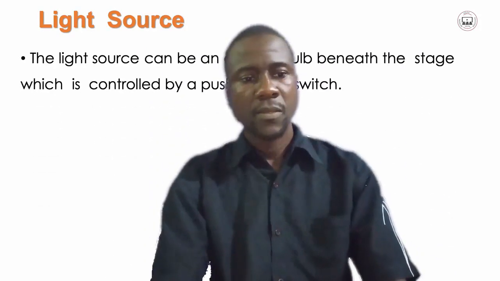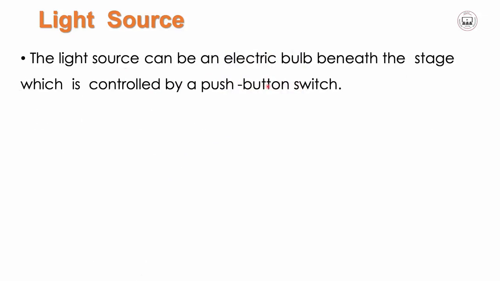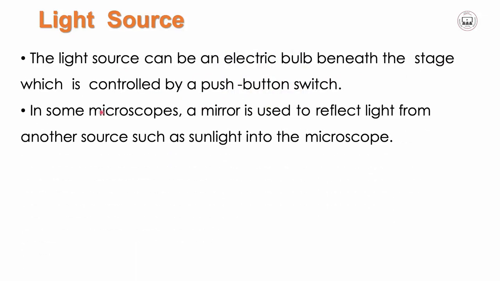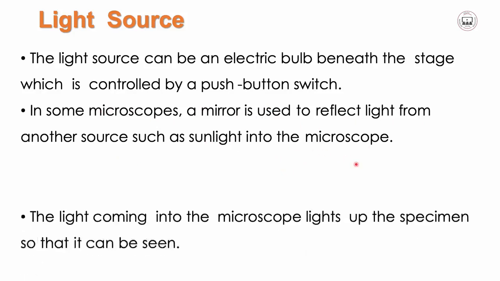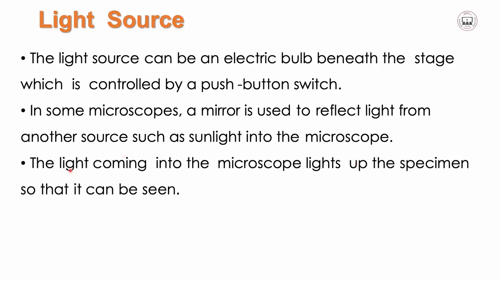The light source. The light source can be an electric bulb beneath the stage, which is controlled by a push button switch. In some microscopes, a mirror is used to reflect light from another source, such as sunlight, into the microscope. The light coming into a microscope lights up the specimen so that it can be seen.